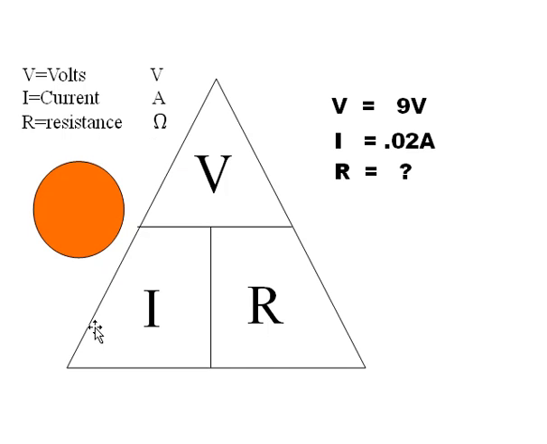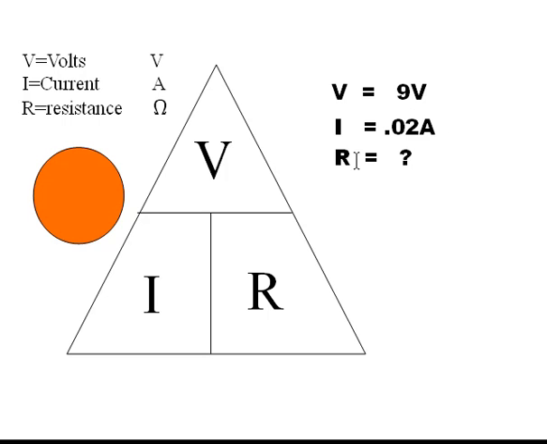Now I've got a pyramid set up here with V, I, and R. This is the Ohm's Law pyramid. And the little dot here is to help you understand what you're looking for. I've got a little problem over here. If you have a voltage of 9 volts, say you're using a 9 volt battery, and you know the circuit has 0.02 amps of electricity flowing through it, then you can calculate how much resistance is in the circuit.